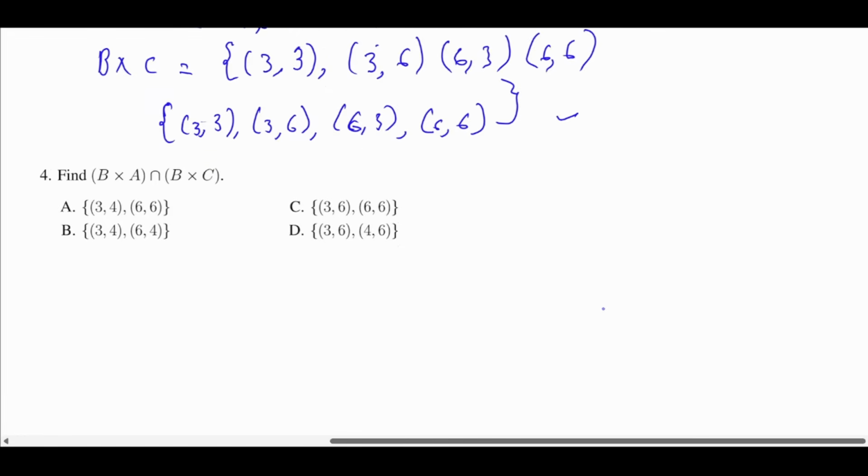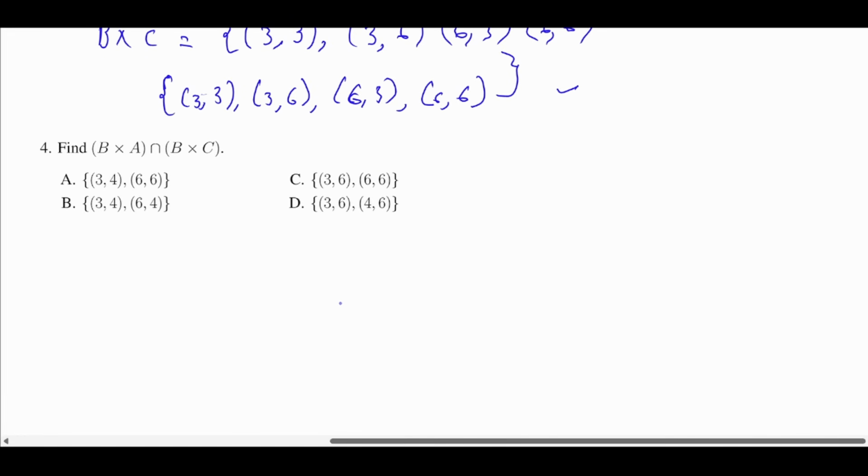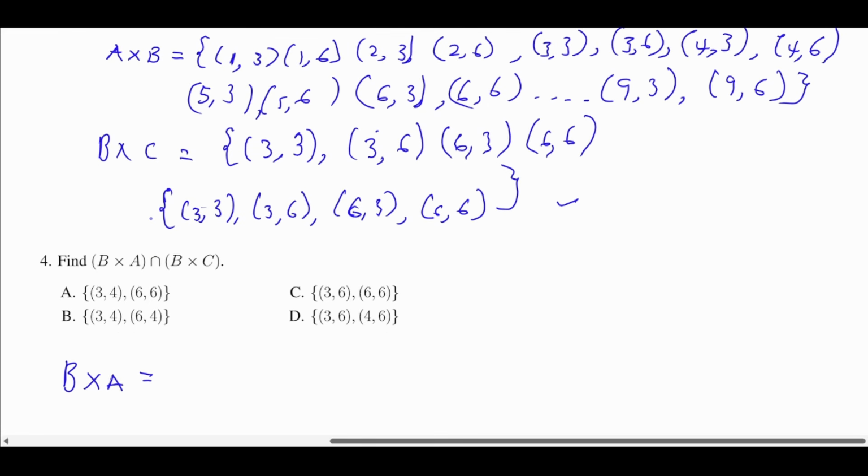Now question 4 too, similar to what we did. When we have B cross A, that is the components of B are crossing the components of A. So that means that B comes first and then A comes. So we have 3, 1. We have 3, 1, and we have 6, 1.